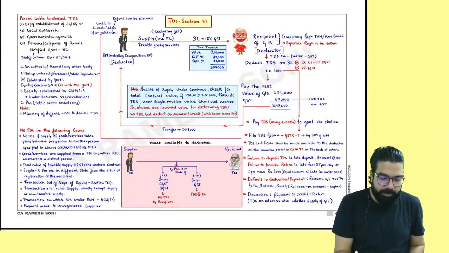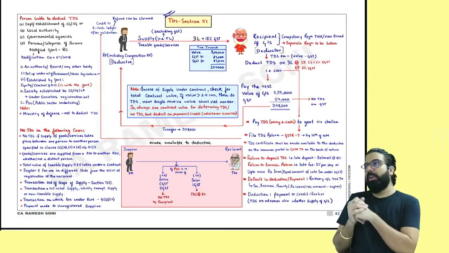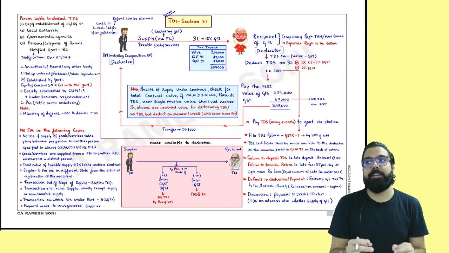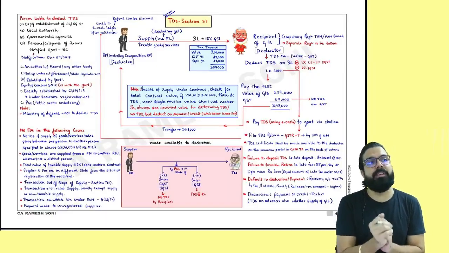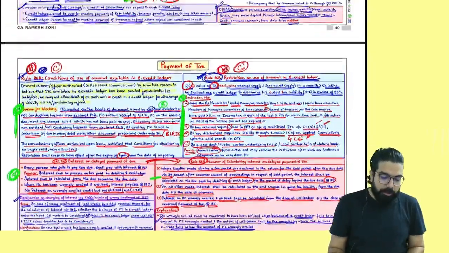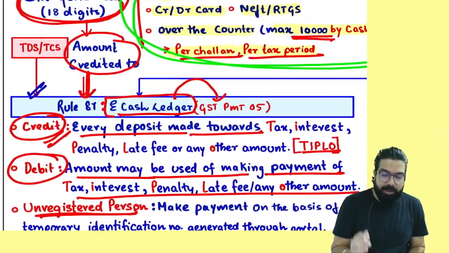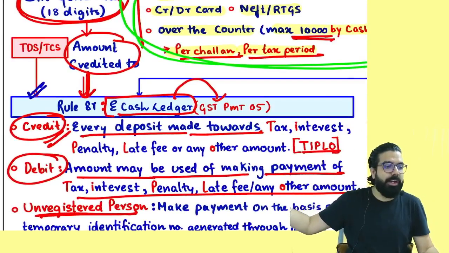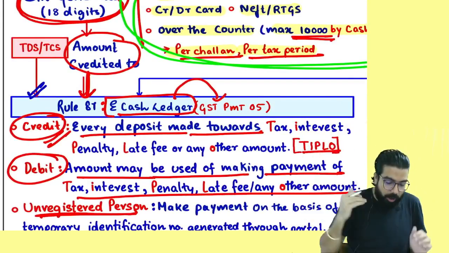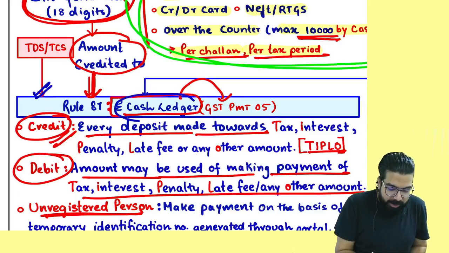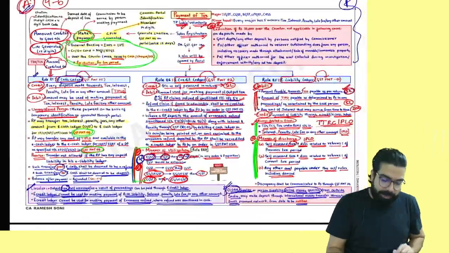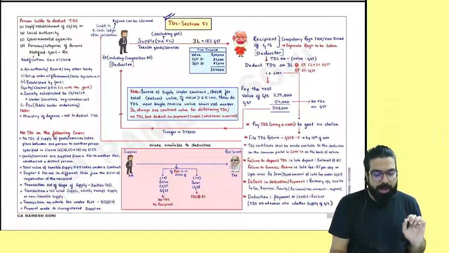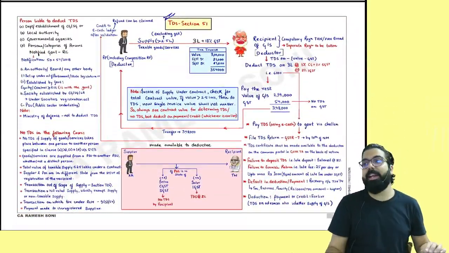Chapter. The next chapter is TDS. Everyone listen to me very carefully. TDS as a chapter is studied after the chapter of payment of tax, because payment of tax may, here comes the linking of the chapter. See, whenever somebody deducts your TDS and TCS and goes ahead and pays it to the government, they will give you the credit in the e-cash ledger. Everyone over here, now let's go ahead and quickly do the chapter of TDS.